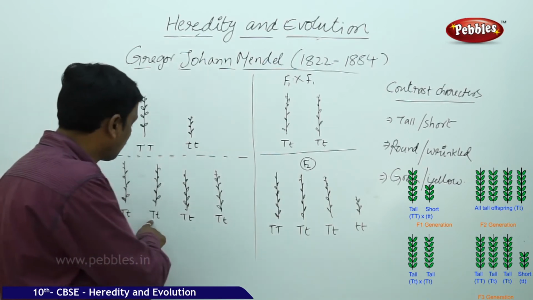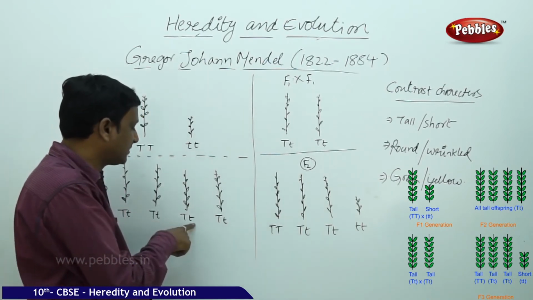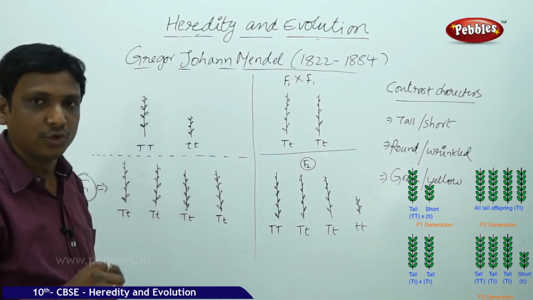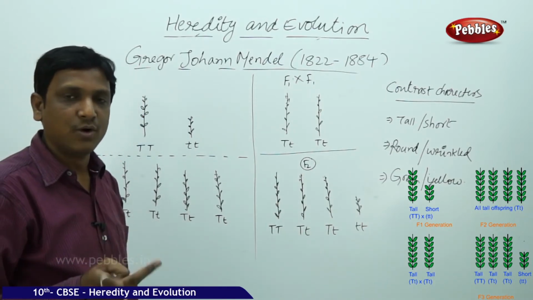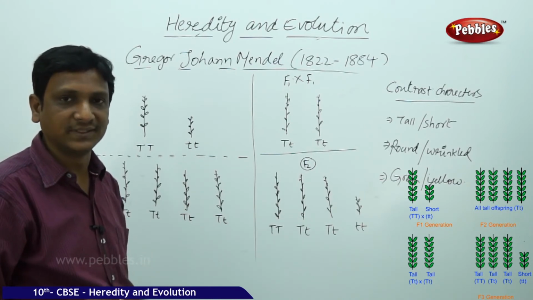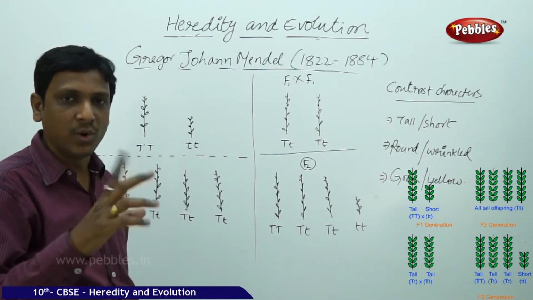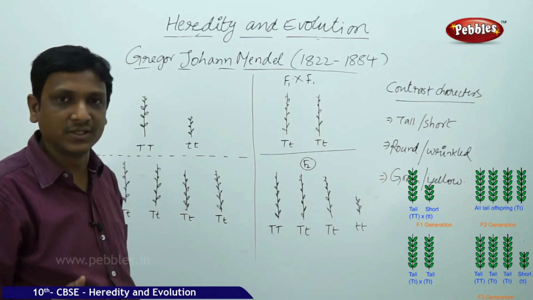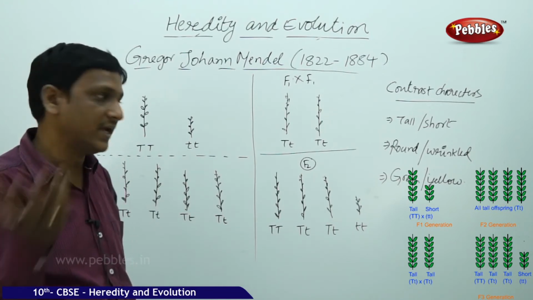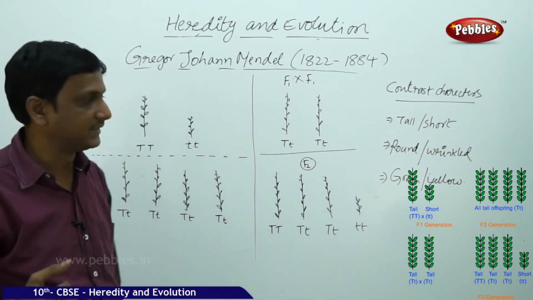The second case also capital T, small t. Third case also capital T, small t. Fourth case also capital T, small t. All the four plants have both the genes. The gene which is expressing tallness, and the gene which is expressing shortness. But outside only one thing is seen. A plant can never be short and tall at a time. It can either be short or tall. Here it is only tall because it is the dominant character.